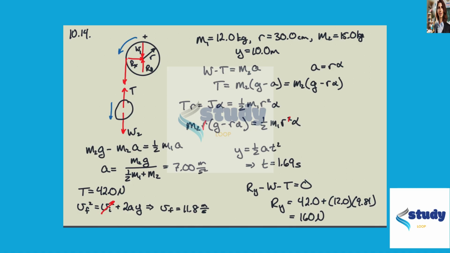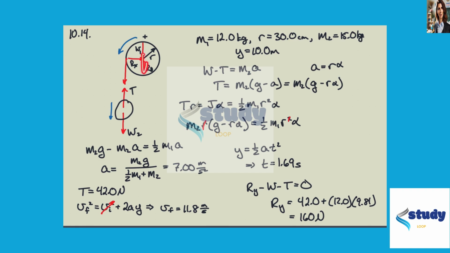We also know that y, the distance, is 1/2 a t squared. We know everything in this equation except for t, so we can solve for t, and we get about 1.7 seconds. So it takes about 1.7 seconds to hit the water.